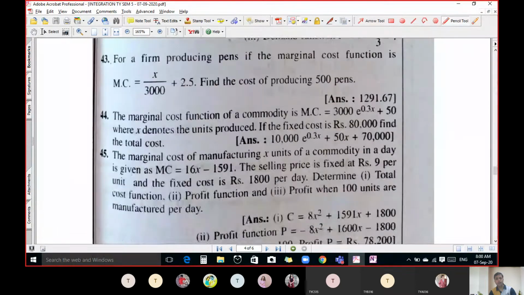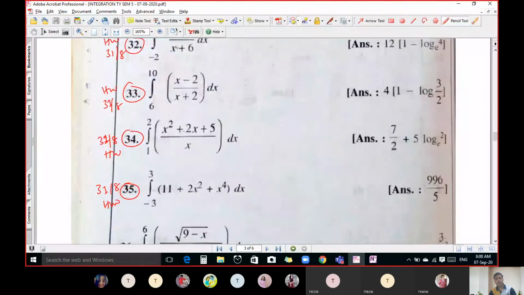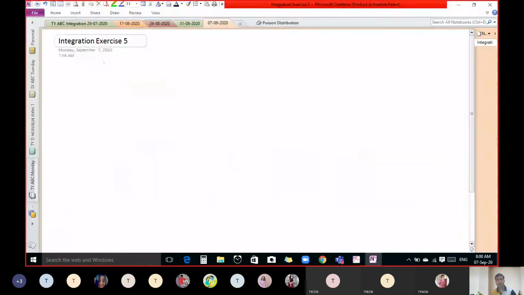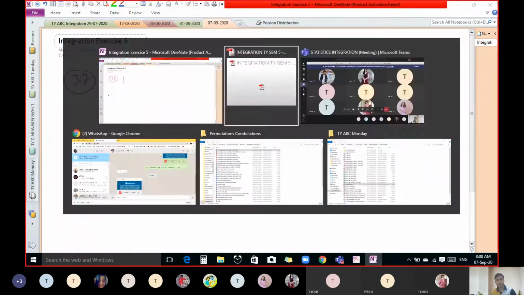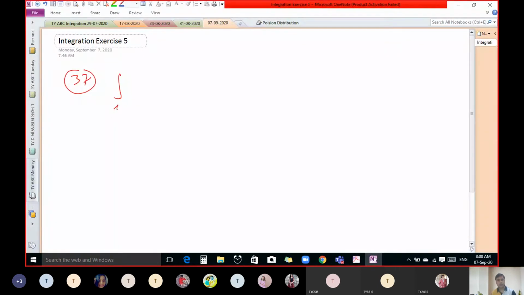Okay. Now, let us do this question first of all. 37. It's a simple question. 37. Integration from 10 to 15 of (25 minus x) the whole cube dx.